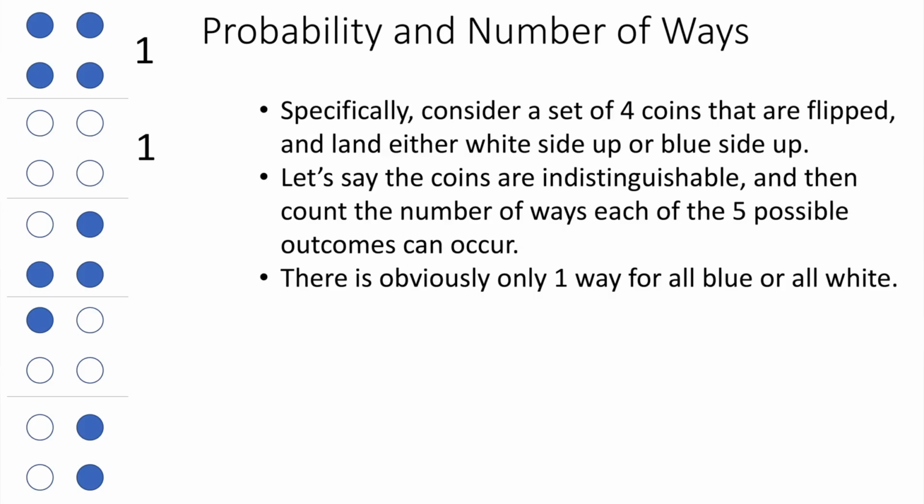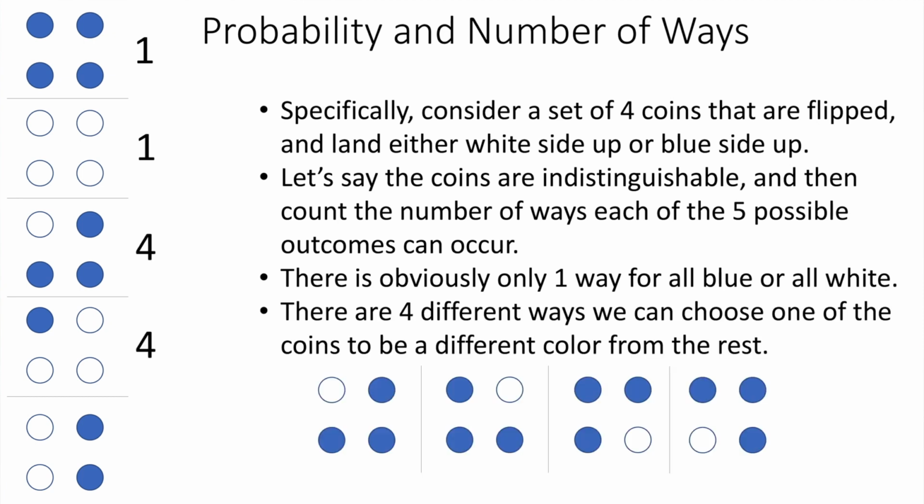Now, obviously, there's only one way to get all blue or all white, right? There's no other way we could reconfigure that to get all blue or all white. So there's only one way to get all blue, one way to get all white. And if we look at the case where you have 3 blue and 1 white, or 3 white and 1 blue, it's the same for both. There's 4 ways you could do that. So basically it's 4 choose 1. You have to choose one of the coins that's going to be different from the others. So there's 4 ways to get each of those cases.